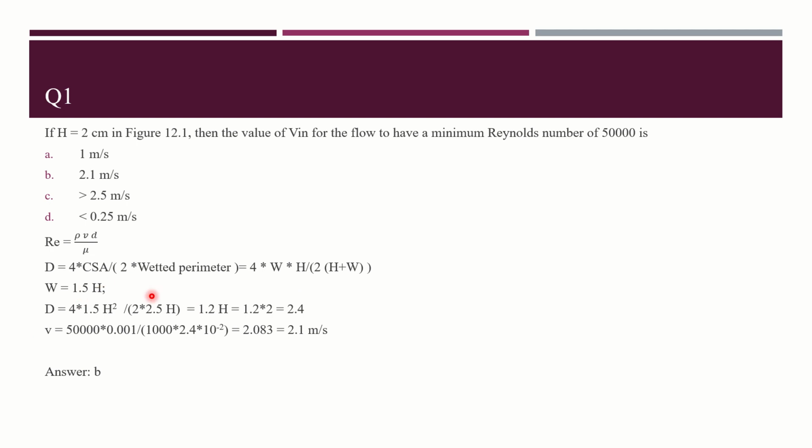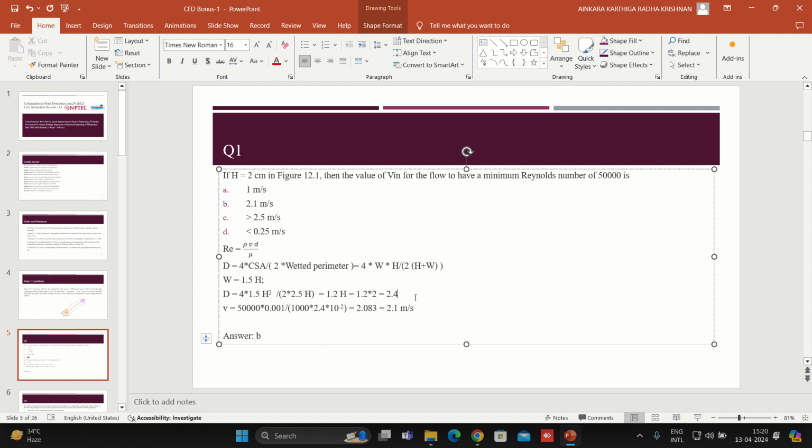So after that we get 6 divided by 5, 4 into 1.5, that is 6, and divided by 5, so it would be 1.2, and H square divided by H becomes H. Now we know the value of H as 2 centimeter, so it is 1.2 into 2, that is 2.4 centimeter we get.